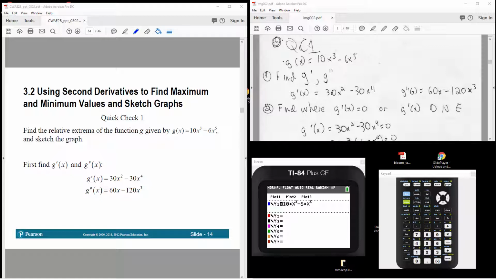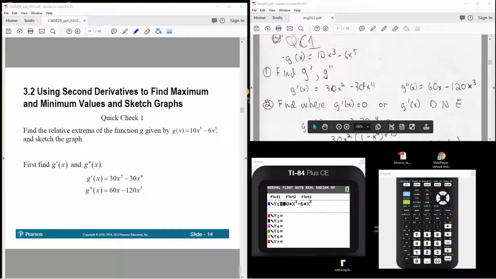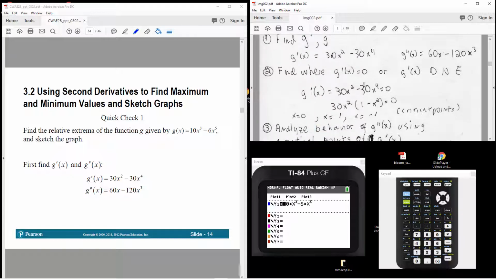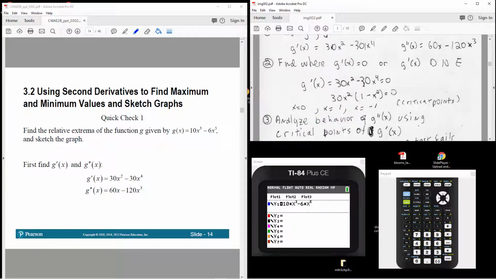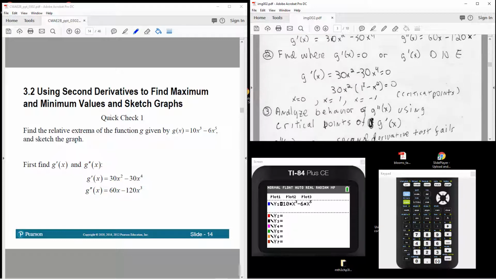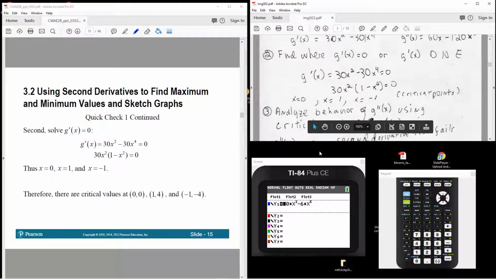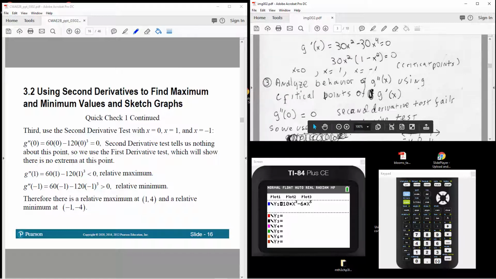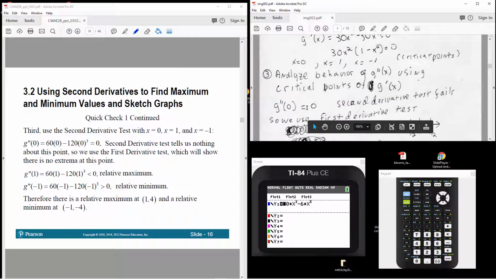Okay, for this one, find the extrema given by this function here. First thing I do is I find the first and second derivative. Then I set that first derivative equal to 0 and solve for x. So in this case, I have 3 critical points. Next I check and analyze the behavior of those critical points on the second derivative. And I put a 0 in here, I get a 0.